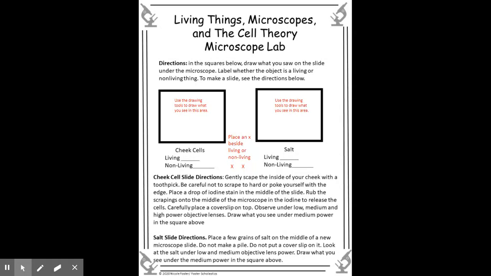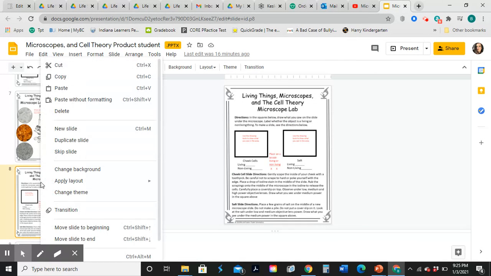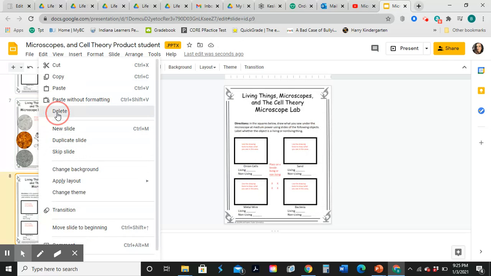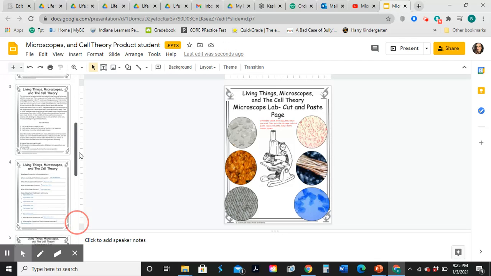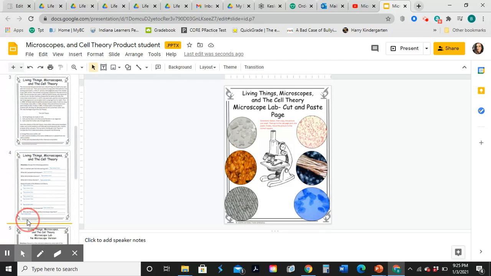In the squares below, draw what you saw on the slide under the microscope and label the object if it is living or non-living. That looks like a repeat slide. And that would be it for now.